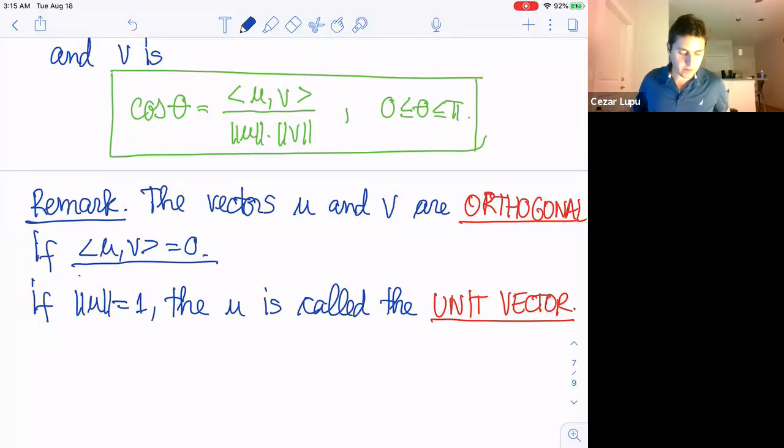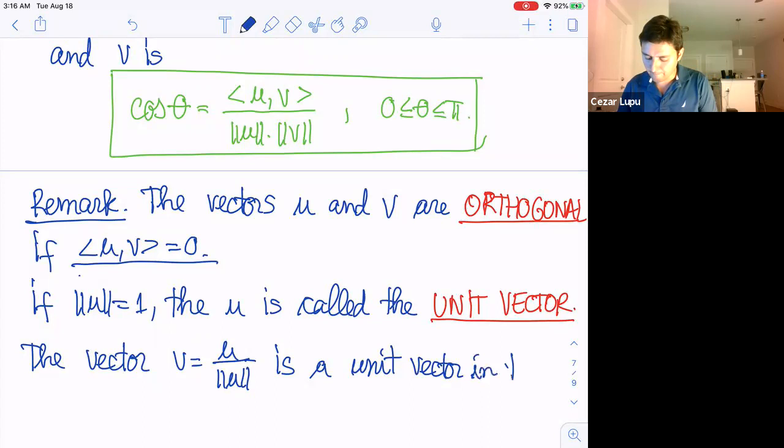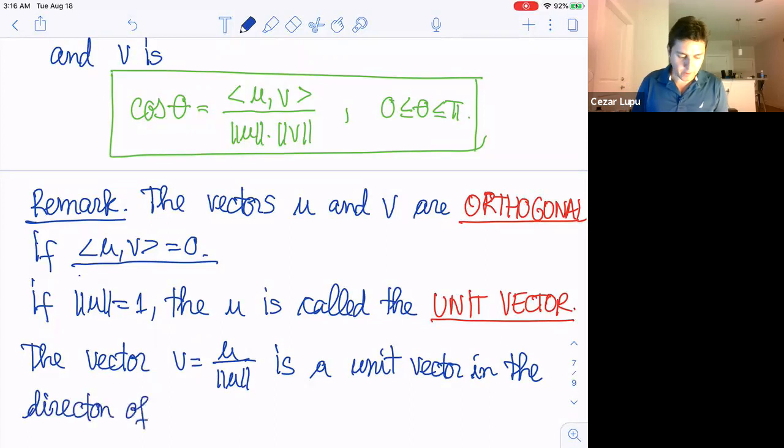Okay, and now it's quite clear that, well, we have seen previously that if we define this vector v, which is u divided by its length, it is a unit vector. That's obvious to see, right? The unit vector in the direction of u, let's say.